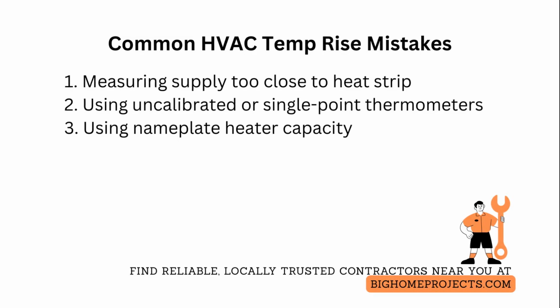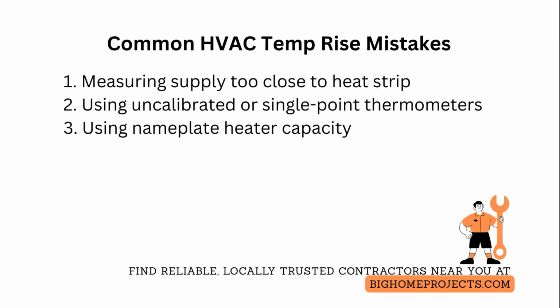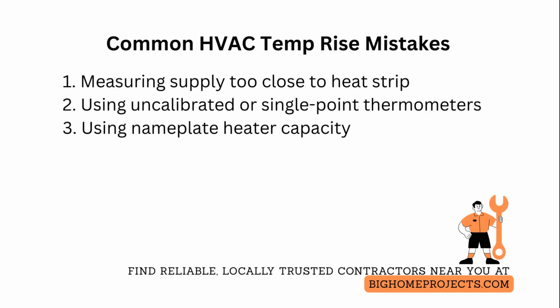One of the other common errors is using uncalibrated thermometers or single-point readings, leading to inaccurate delta temperature and wrong cubic feet per minute. Fix it by using a calibrated probe, sampling for 20 to 30 seconds, and taking a 3-point cross-section average.